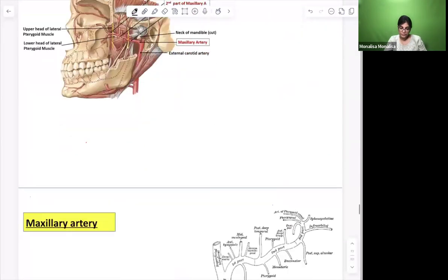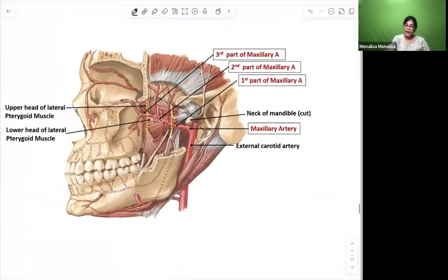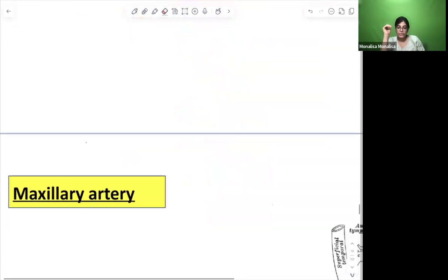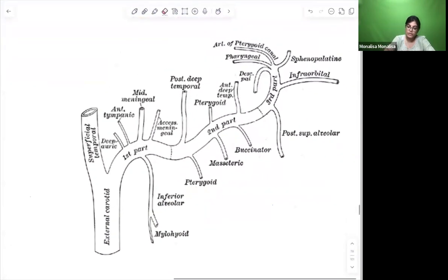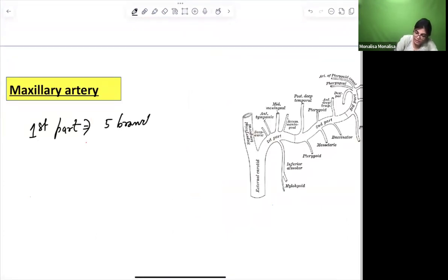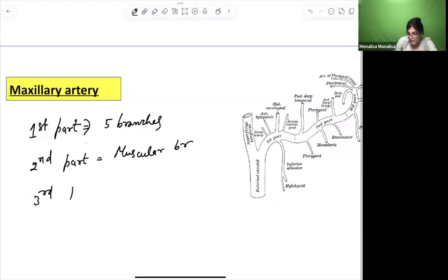Now, branches of the maxillary artery. The maxillary artery is divided into 3 parts by the lateral pterygoid muscle. From the first part, we have 5 branches. From the second part, muscular branches. And from the third part, 6 branches.